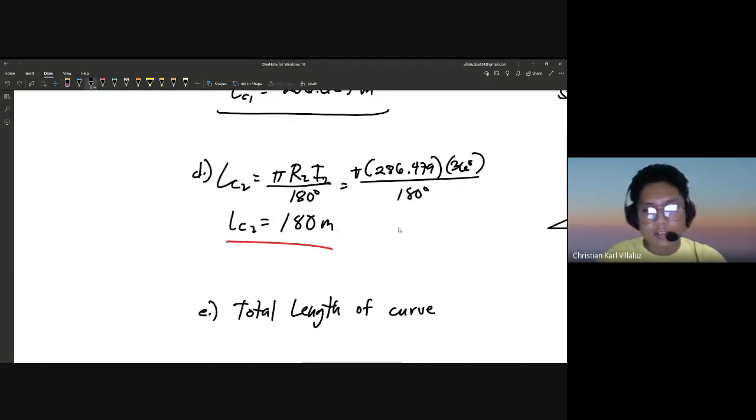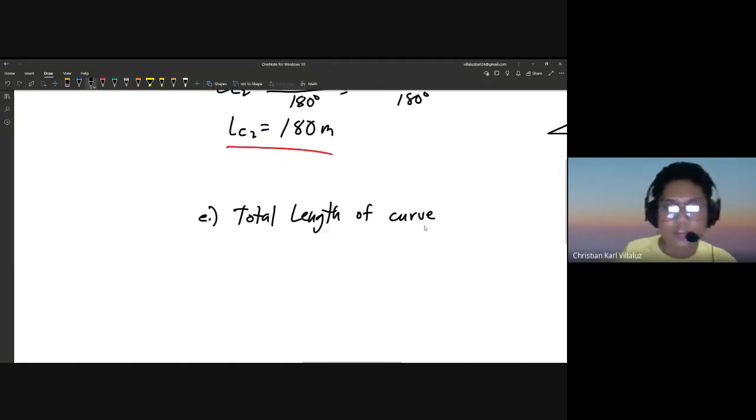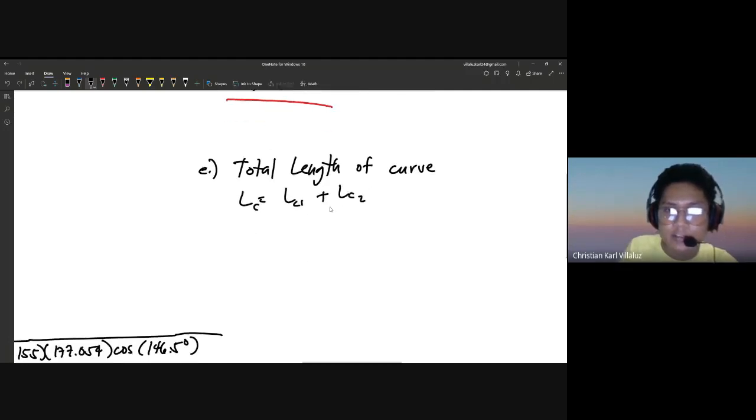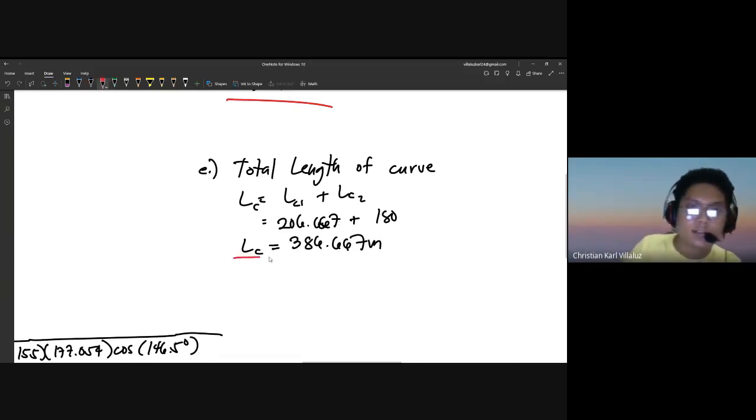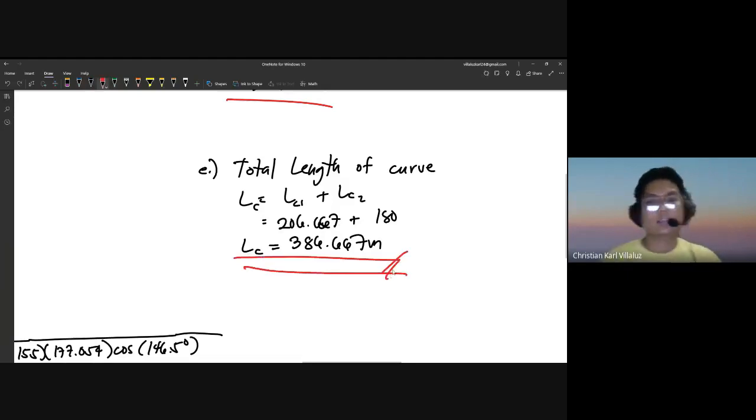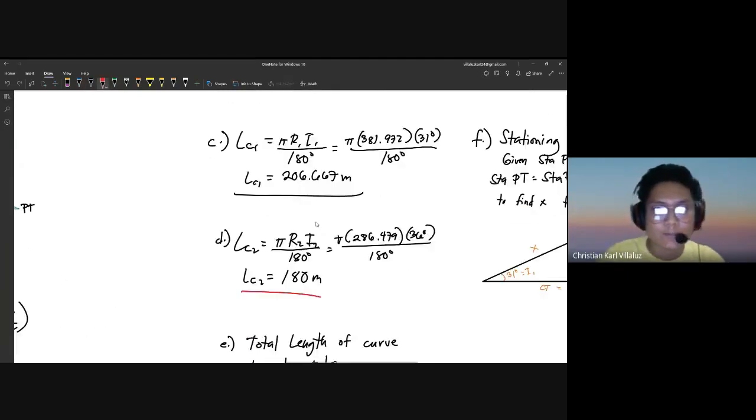For letter E, hanapin yung total length ng curve. Total length, just add the two. LC1, LC2. So yun, nahanap natin kanina, add lang. 206.667 plus 180. So the total length of curve is 386.667 meters. Okay. Yan yung sagot, class.